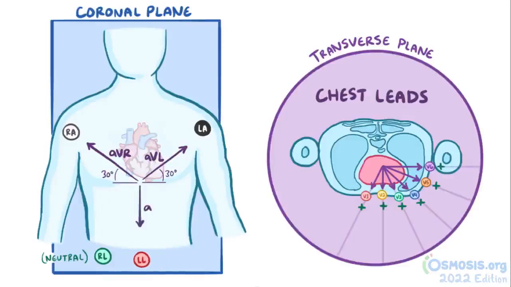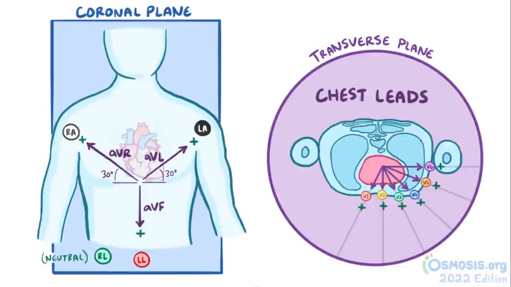Finally, there's the augmented vector foot, or AVF, on the left foot, which anatomically isn't straight down, but it's close enough that it ends up representing the vector facing straight down on the diagram. Just like the precordial electrodes, AVR, AVL, and AVF each detect any positive deflection coming toward them.